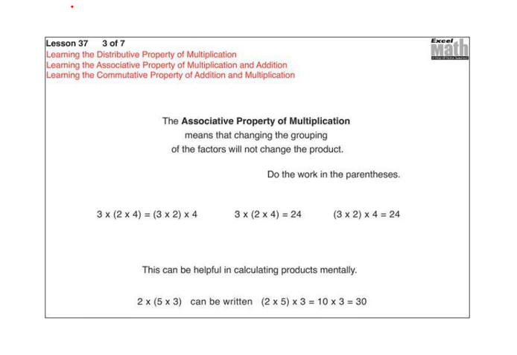Okay, the first property that we're going to learn is called the associative property of multiplication. And what that means is that changing the grouping of the factors will not change the product. That sounds real complicated, but it's not as complicated as you would think. Do the work in the parentheses. So this one says 3 times 2 times 4, 3 times 2 times 4.